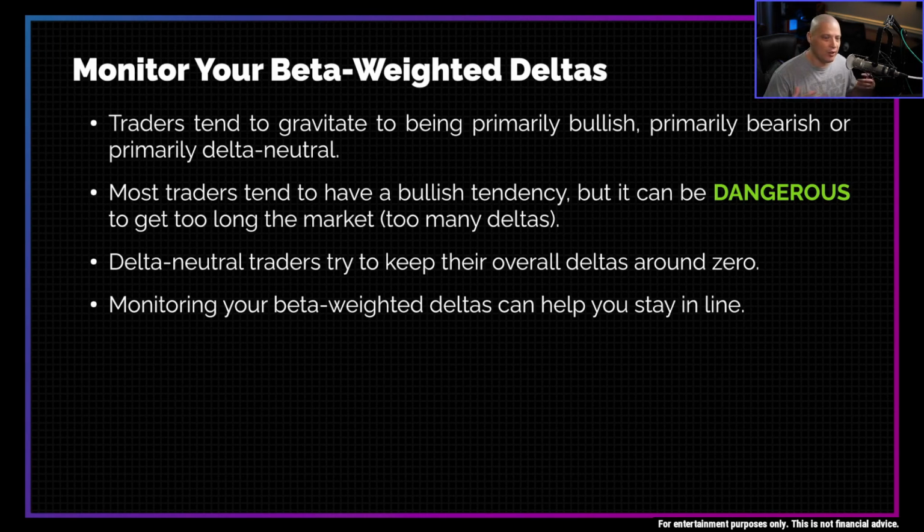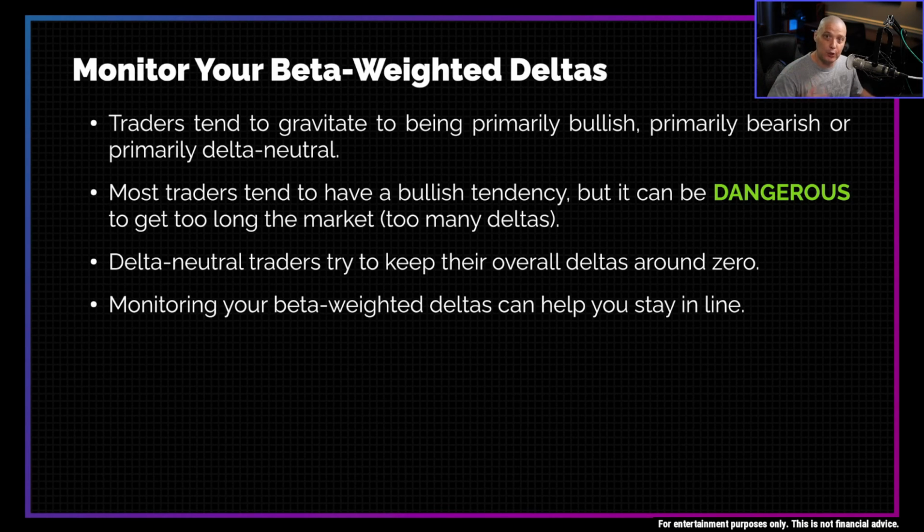If I'm trading with a $100,000 account and I'm looking at my overall portfolio deltas and that beta weighted delta number for my portfolio is, I don't know, 1,200 long deltas, that's the same as being long 1,200 shares of SPY. Is that good or not? Well, obviously that would be extremely dangerous for that size account. I'm way too long the market.